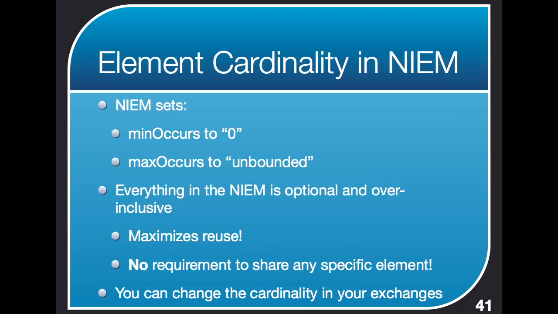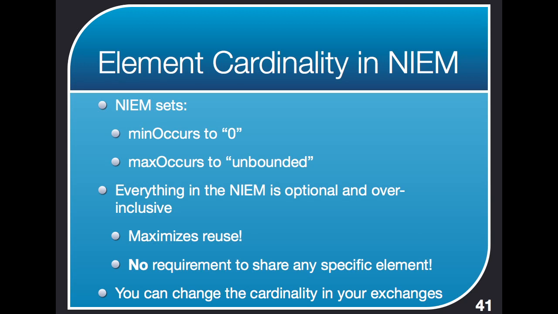So when it comes to cardinality in the NIEM itself, in the NIEM schemas from which we draw upon to build exchanges, well, the NIEM always sets minOccurs to 0, and it always sets maxOccurs to unbounded. In other words, the NIEM is optional and over-inclusive. The NIEM refuses to pass judgment on how many of an element is appropriate. It just doesn't do it.